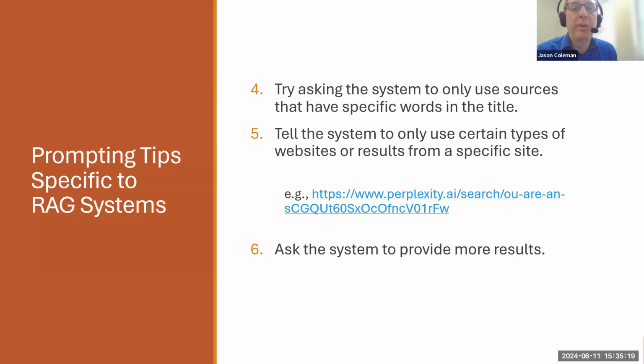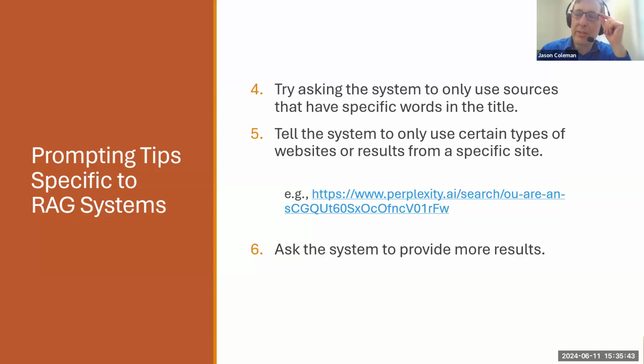Try asking the system to only use sources that have specific words in the title. And because I kept trying, what if my traditional technique and toolkit that I have built up over the years still applies to these systems? And the answer is, not a lot. I can't figure out how to make it do proximity searching or elaborate Boolean operators embedded in parentheses.